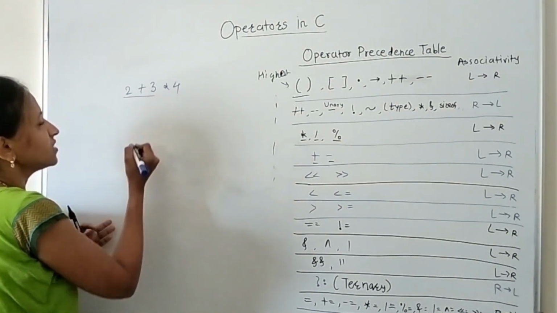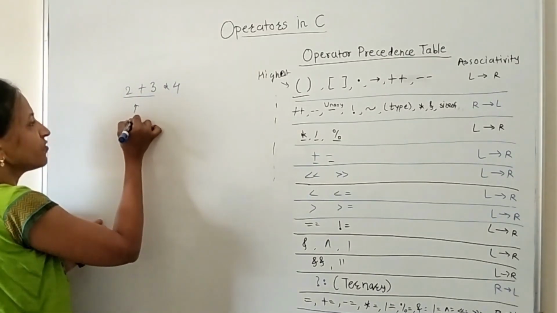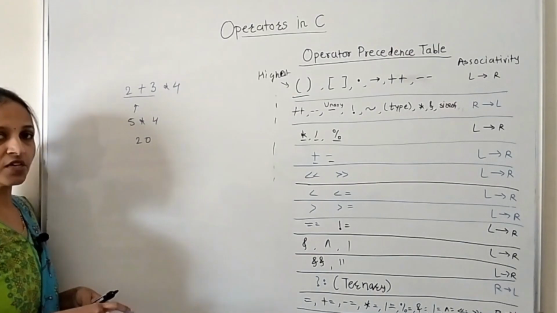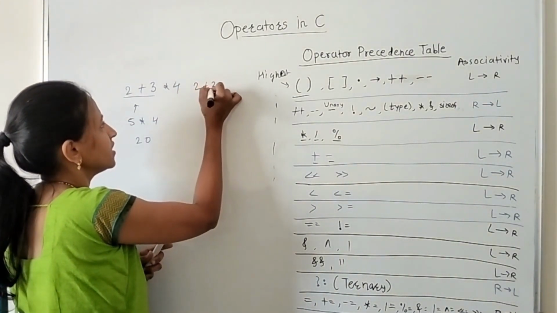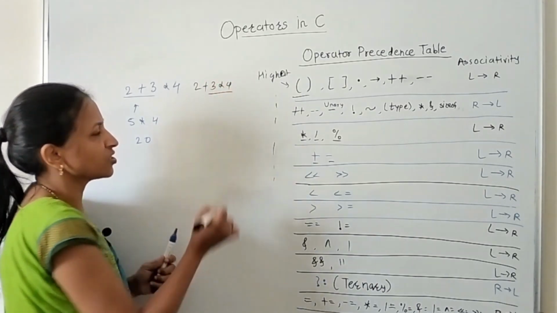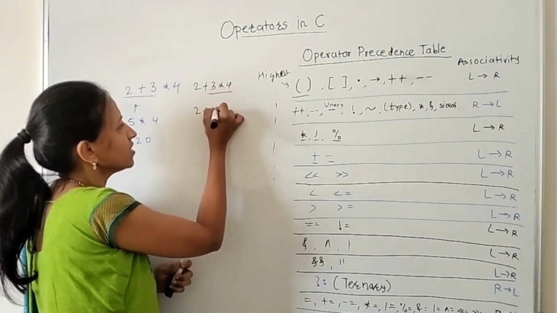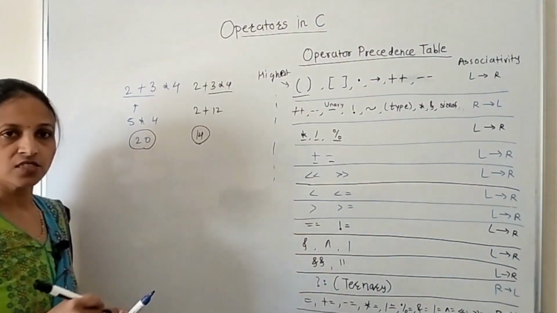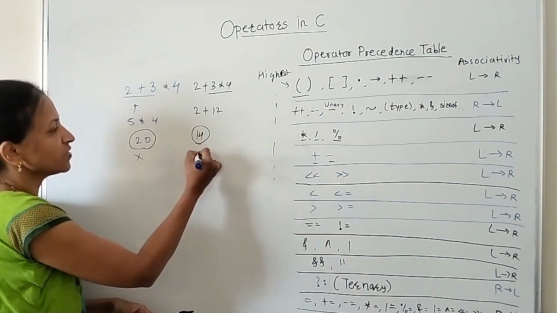See, suppose first this gets evaluated, then what is the answer? 2 plus 3 is 5, into 4, here we will get 20. Now we can also get one more answer like this. Suppose 3 into 4 takes place first, then 2 plus 4 3s are 12, we will get 14. Now which one is correct? Actually this is the wrong answer, this one is the correct answer.